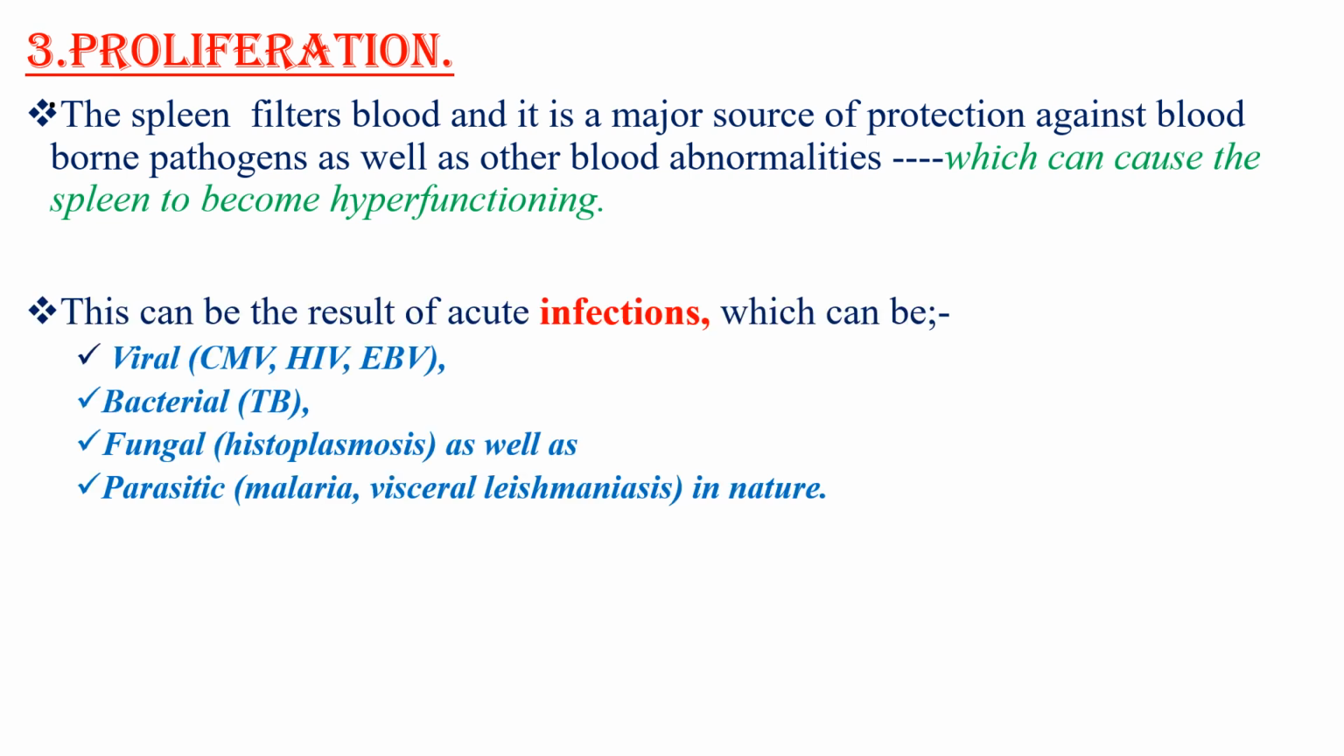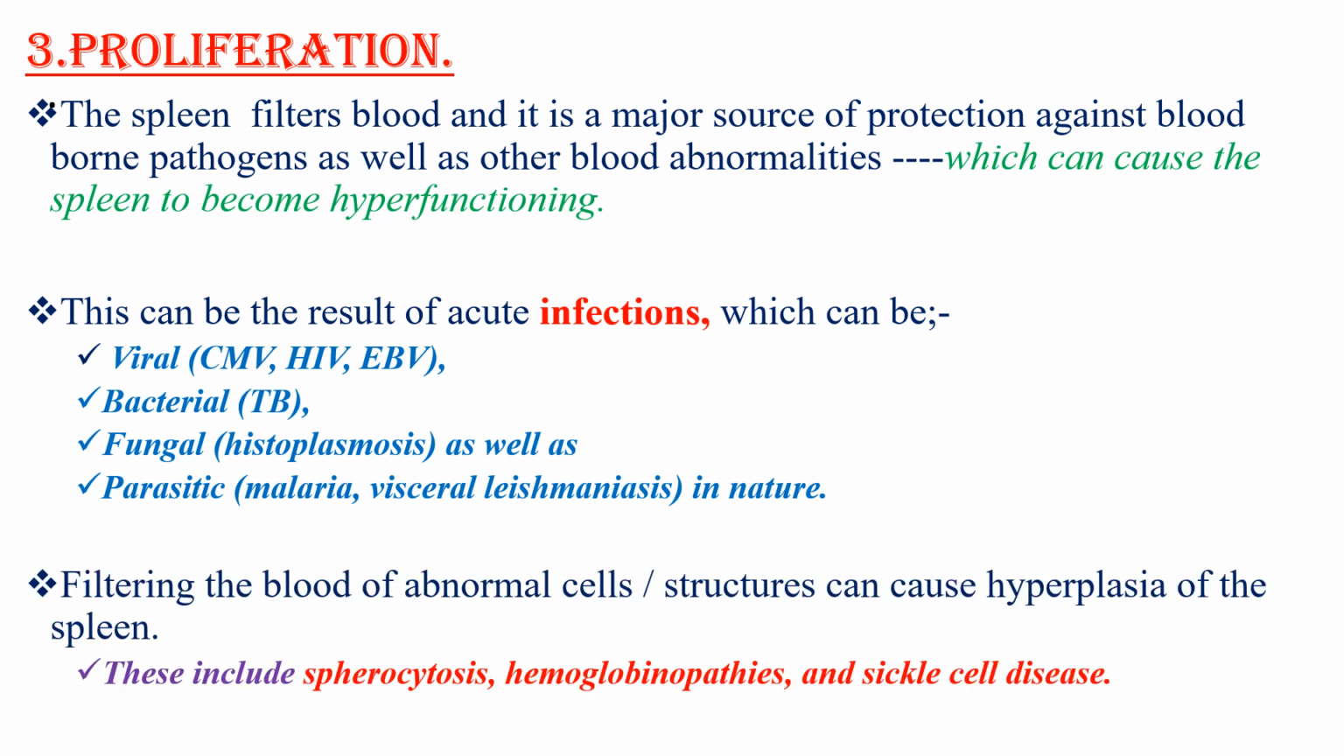This can be the result of acute infection such as CMV, Epstein-Barr virus, or bacterial causes such as disseminated tuberculosis, fungal causes, and parasitic causes such as visceral leishmaniasis and malaria. In the case of malaria, it is called tropical splenomegaly syndrome, or enlargement of the spleen due to chronic malaria infection. Filtering the blood of abnormal cells or structures can also cause hyperplasia of the spleen. This includes spherocytosis, hemoglobinopathies, and sickle cell disease.